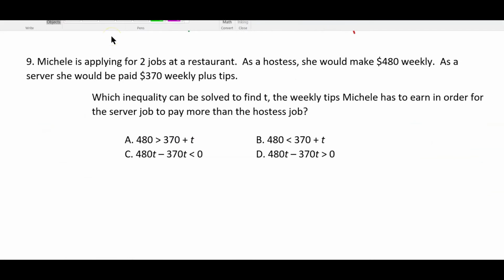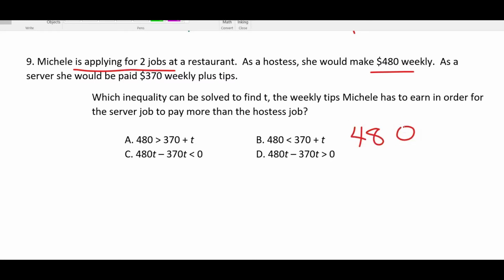Alright, now this is a very common example of an inequality, something like you might see on the test, where you have two scenarios. I just need to get these two scenarios separate here. I've got two jobs. Michelle is applying for two jobs. She wants to know which one pays more, or what would it take for one to pay more than the other. It says as a hostess, she would make $480 a week. And that's it. She doesn't get tips. So in one scenario, she's going to make $480.